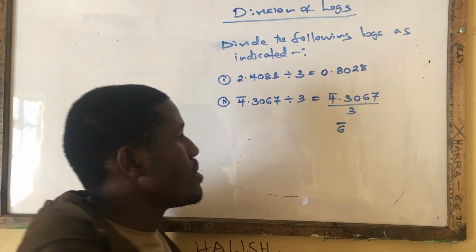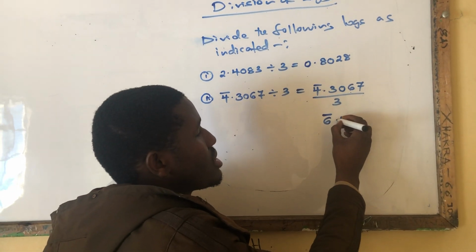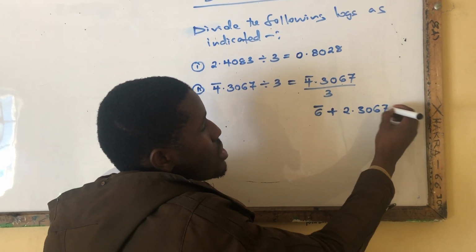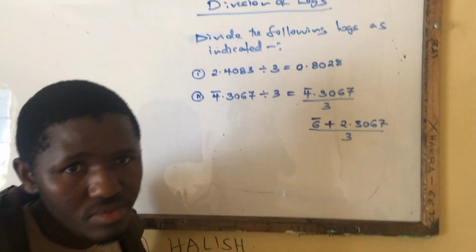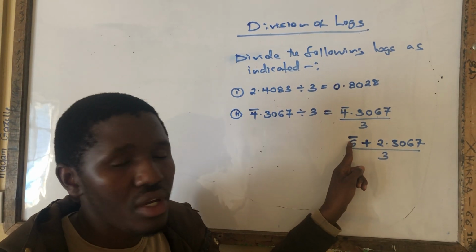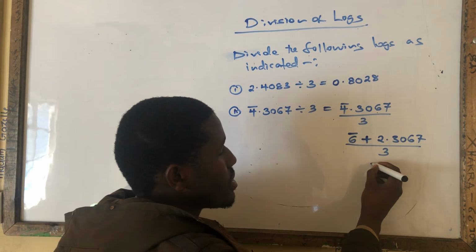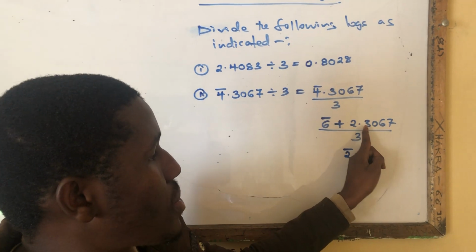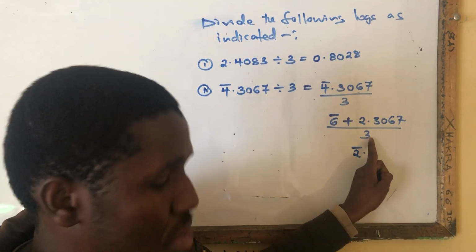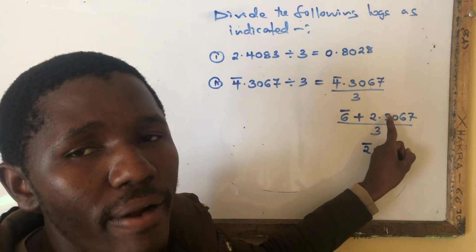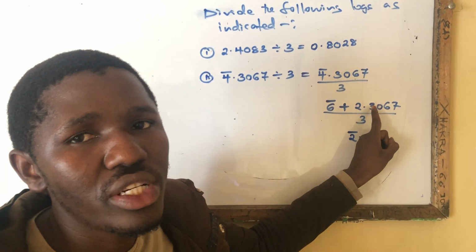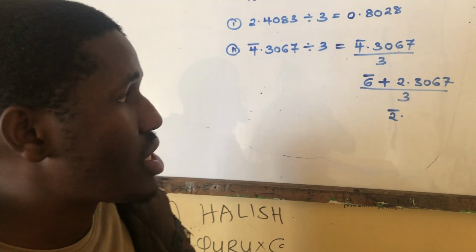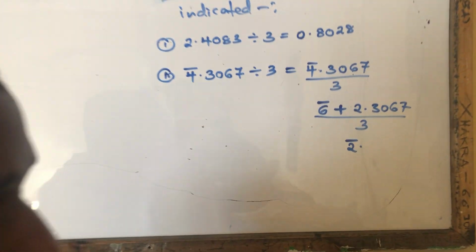So that 2 should be indicated after writing an addition sign. Then you follow it with the mantissa. Put the whole thing all over 3. What is bar 6 divided by 3? That will give us the characteristic, which will be bar 2. Then what is 2.3067 divided by 3? Being a positive number, the student is allowed to engage a calculator.